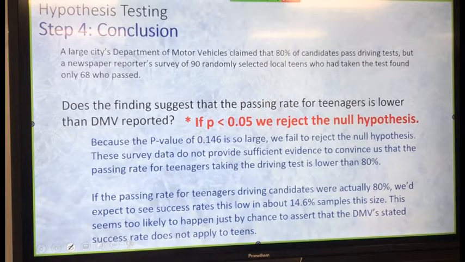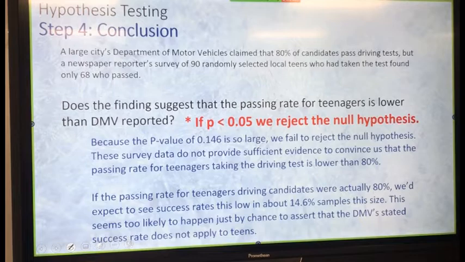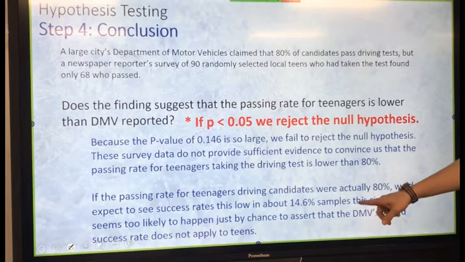These survey data do not provide sufficient evidence to convince us that the passing rate for teenagers taking the driving test is lower than 80%. If the passing rate for teenage driving candidates were actually 80%, we expect to see success rates this low in about 14.6% of the samples. This seems too likely to happen just by chance to assert that the DMV's stated success rate does not apply to the teens. So 14.6 is actually, as far as the statistics, a pretty high probability.